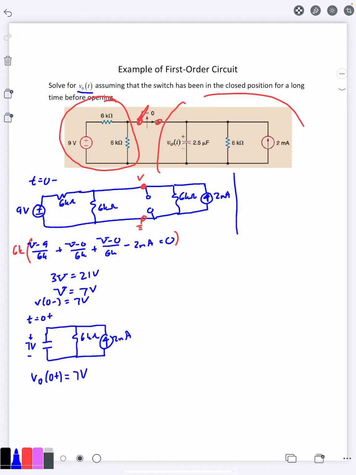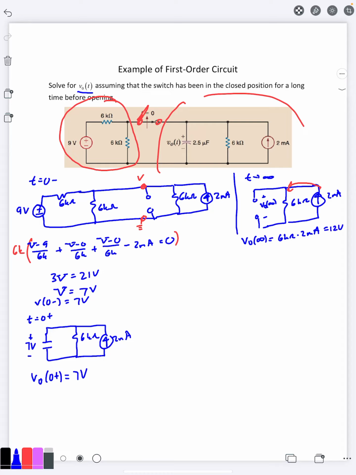Now we need to look at what happens as you go to infinity here. So that means it's infinity, the switch has already happened, and we're in steady state again. So the capacitor becomes an open, and we have this here. And if I want to find what is the value of this voltage here at infinity, well, in this case, all this 2 milliamps of current is going to go through the 6 kilo ohm resistor. So by Ohm's law, V0 of infinity, which is in parallel to that, is 6 kilo ohms times 2 milliamps. So it's going to be 12 volts.